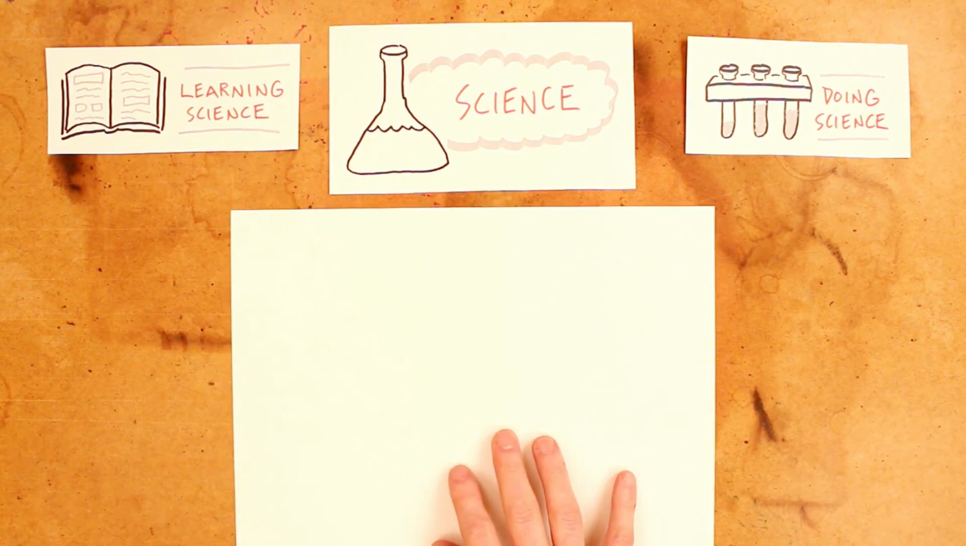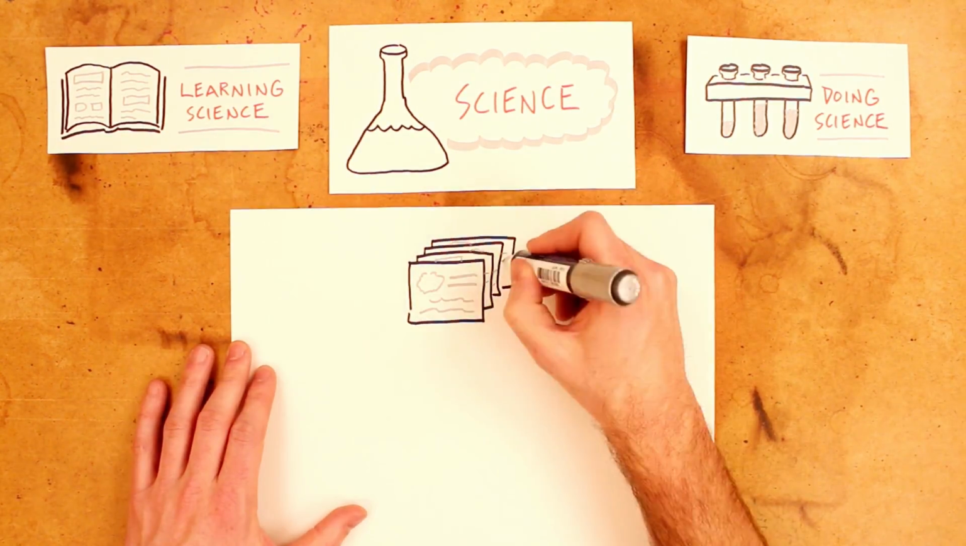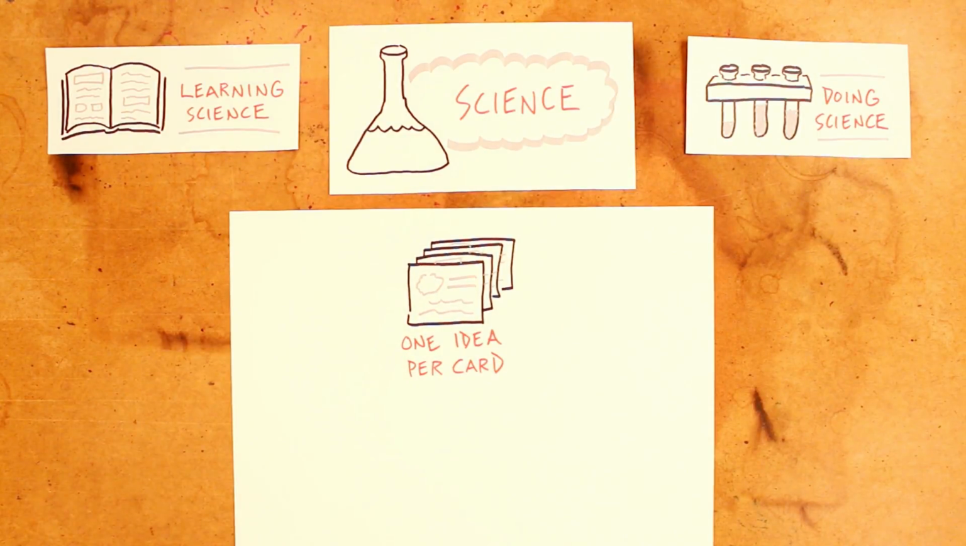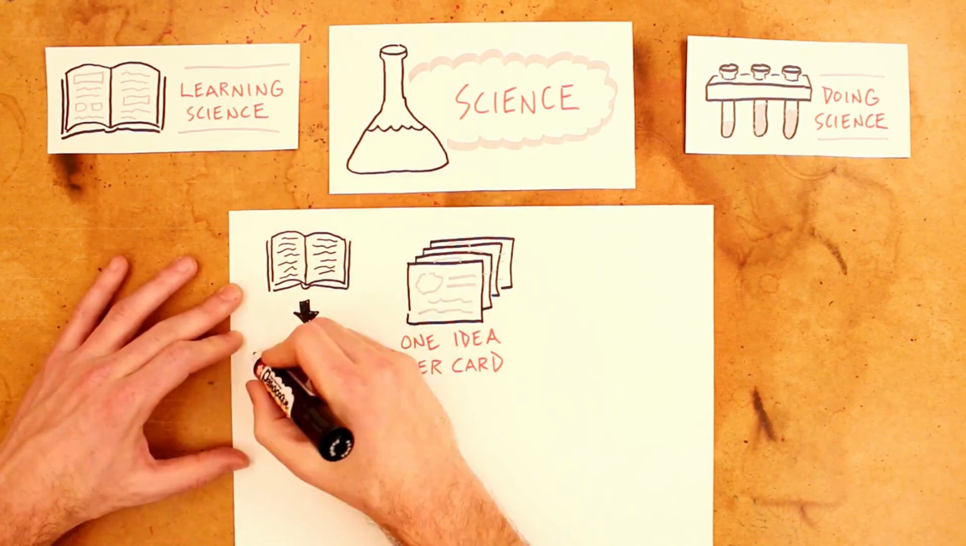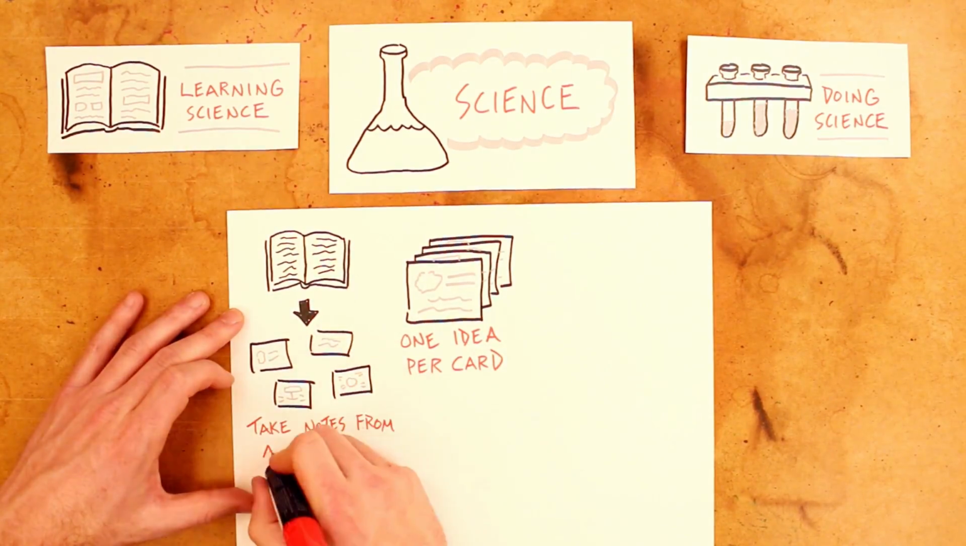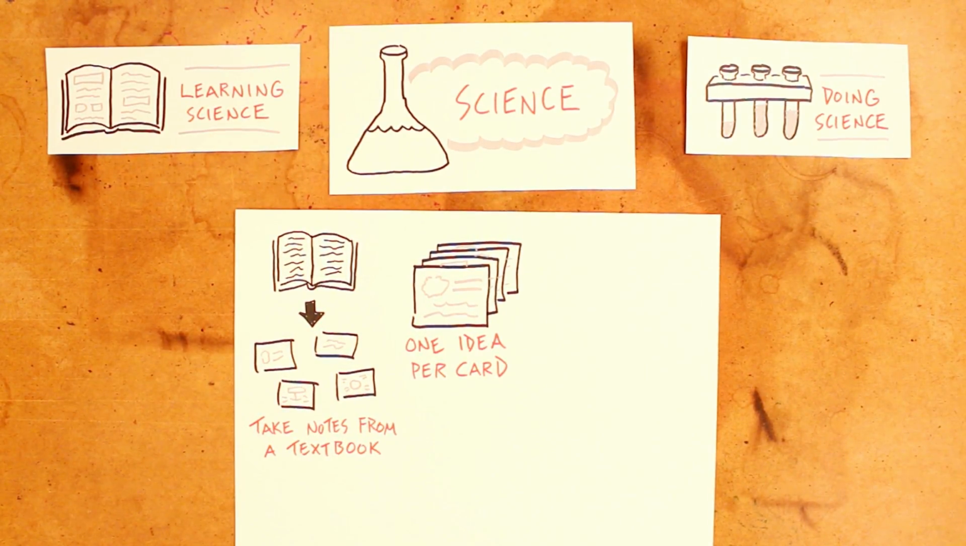Next, let's talk about how you might use index cards and the one idea per card approach that we explored in a previous lesson. When learning science, this could be a great way to take notes from your textbook as you pull out the most important ideas from each section. By the time you reach the end of a chapter, you'll have those index cards to study from and could even combine them into a mind map or flow chart to help you see the big picture.